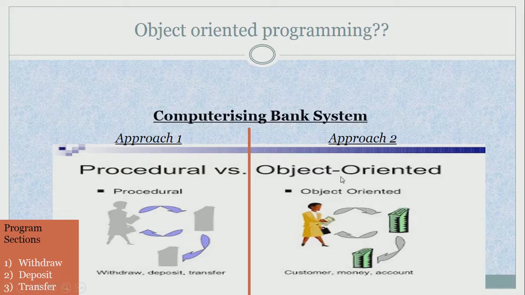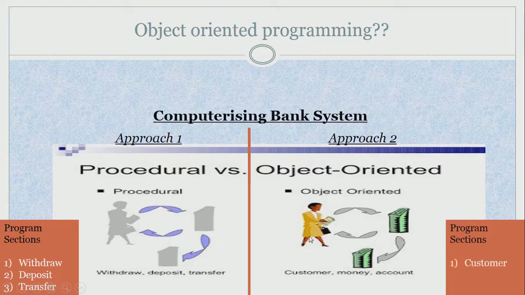And in the second method, the object-oriented approach, we will divide the program into different sections based on the objects or nouns in the system, such as customer, money, and account. So the C++ program has a separate section for the object customer, meaning this section handles all information about customers and customer-related functions such as get customer data or search customer data. The program has a separate section for the object money, handling all information about money and functions related to money such as deposit money, withdraw money, etc. The program also has a separate section for the object account, handling all information about accounts and functions such as open account, close account, etc.